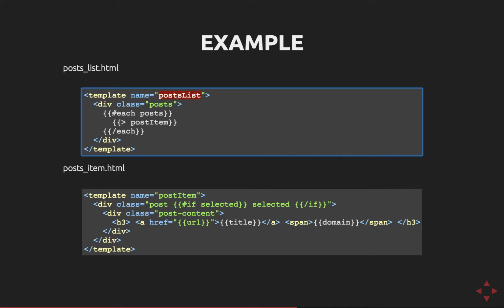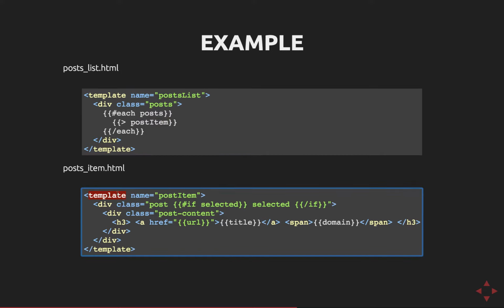You give it a name, posts list, and then your HTML goes inside. So this is essentially saying, okay, we have this div class that's wrapping posts, and then I'm going to go for each posts, so for each item in posts, I'm going to render posts item. And I'm going to pass the context of the current post in the list into post item. If we come down here, here's the template for post item.